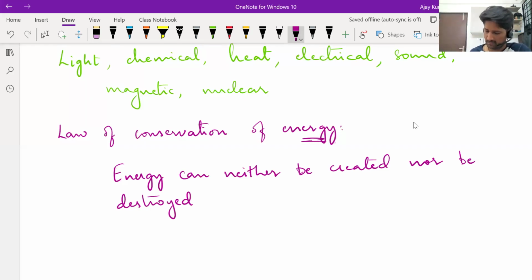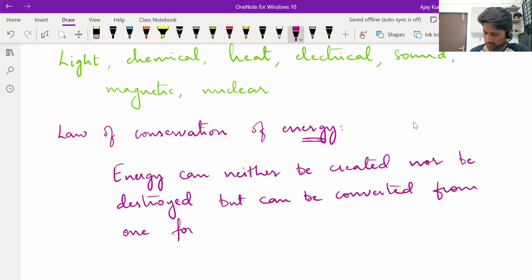But it can be converted from one form to another. Okay. This is the general law of conservation of energy. The total energy in the universe does not change. You can't produce new energy. You can't destroy existing energy. You can only change it from one form to another.